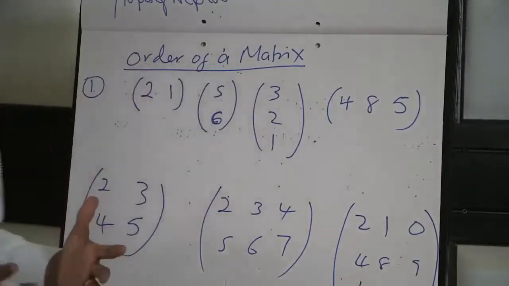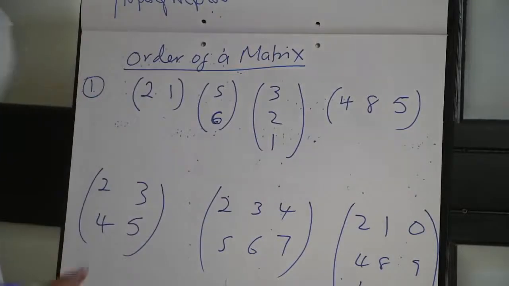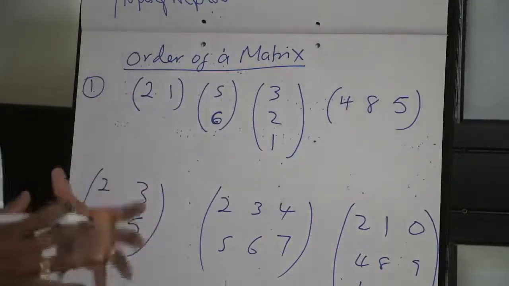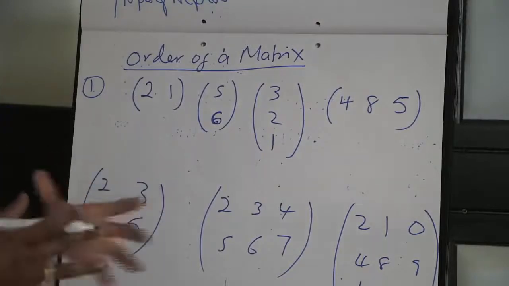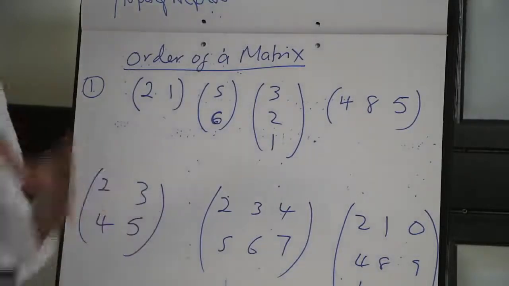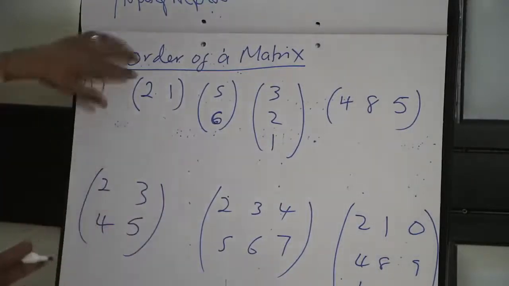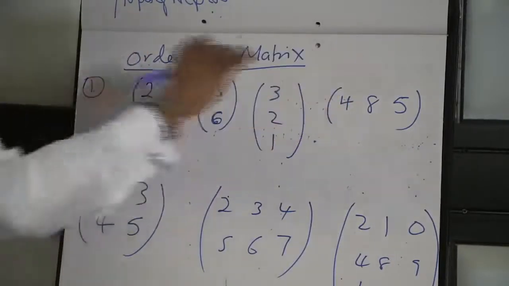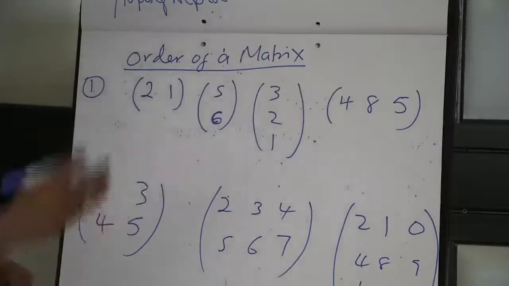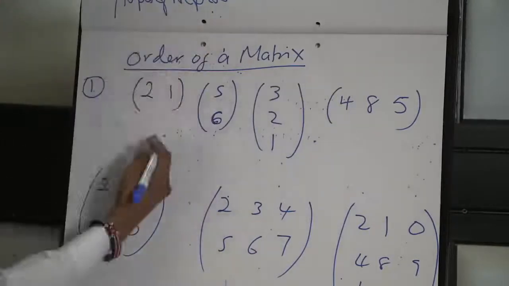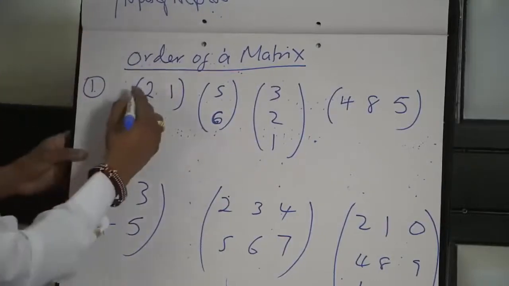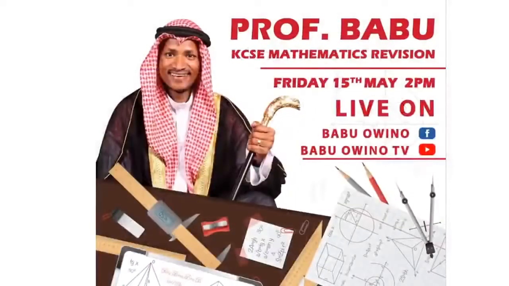In naming of a matrix, or in getting the order of a matrix, number 1, you start by counting the number of rows that matrix has. Then you go to the number of columns. Rows run horizontally, while columns run vertically. So we start by running horizontally to count the number of rows. In our first one, we have 1 row. It runs like this, 1 row horizontal.